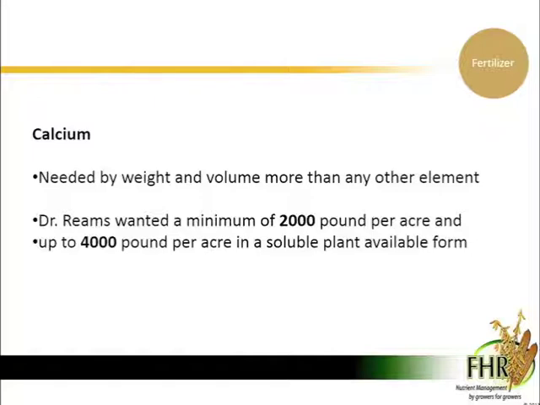And what Reams always taught was that you must have a minimum of 2,000 pounds of soluble calcium, not based off of parts per million and then these other things, and up to 4,000 pounds per acre, because it's basically a critical element as plant growth goes.